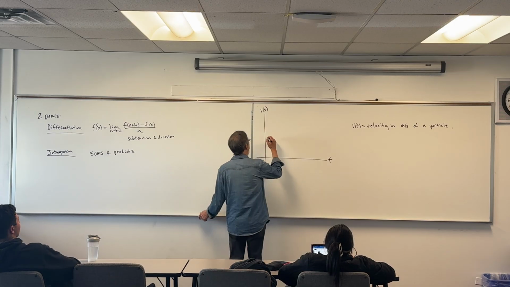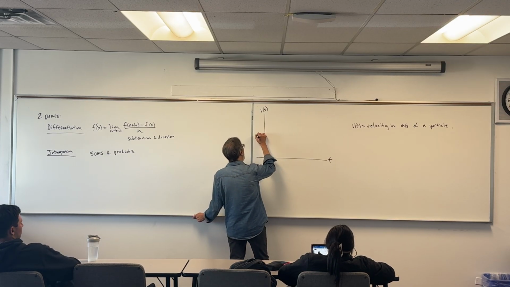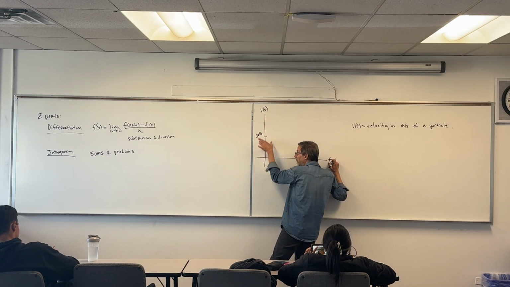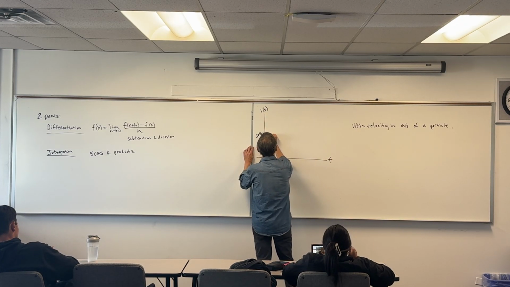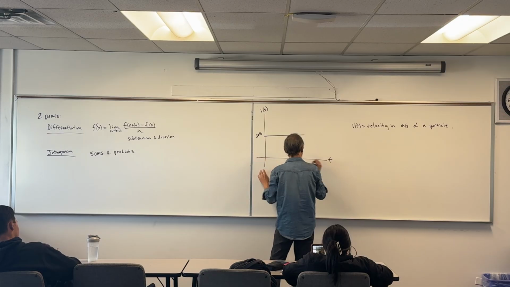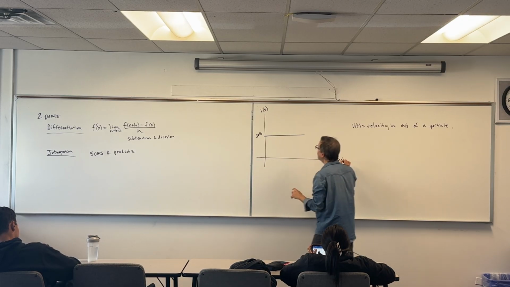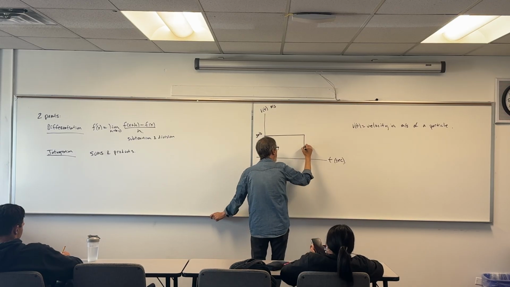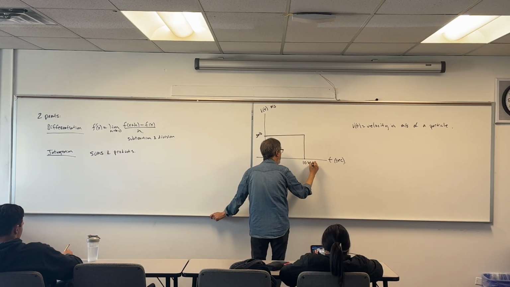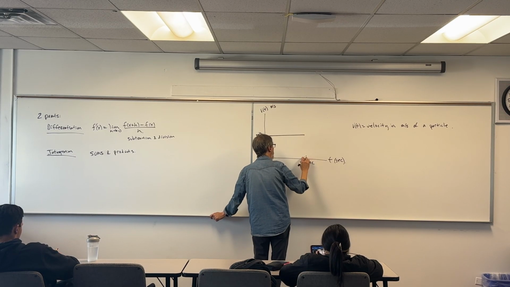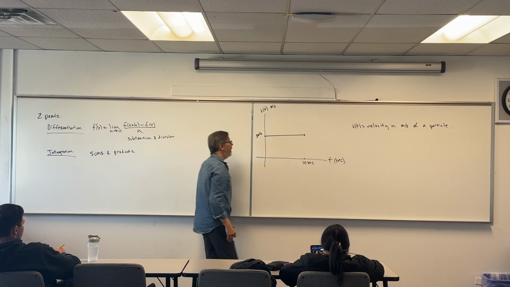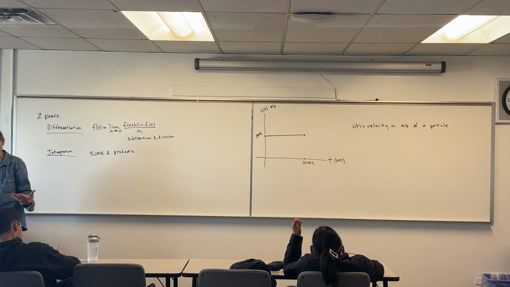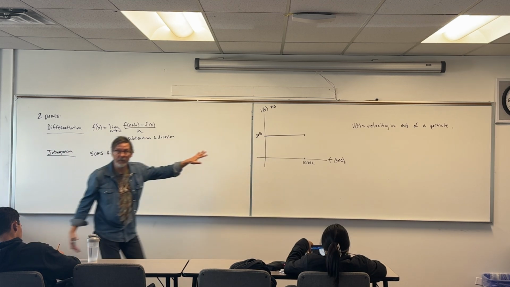So let's say I've got some particle, and it's moving at 3 meters per second. Now this axis represents velocity. So I've got this thing moving at 3 meters per second. T is going to be in seconds. This is going to be meters per second on that. And I go for 10 seconds. So I'm traveling at 3 meters per second constantly. That's a constant velocity. Do we all see that?